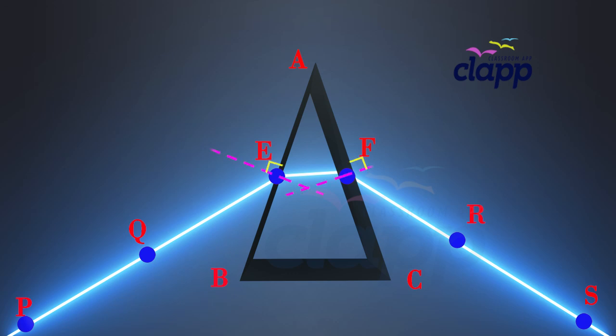Draw perpendiculars to the refracting surfaces AB and AC of the prism at points E and F, respectively. Mark the angle of incidence, angle I, the angle of refraction, angle R, and the angle of emergence, angle E. Here PE is the incident ray, EF is the refracted ray, and FS is the emergent ray.